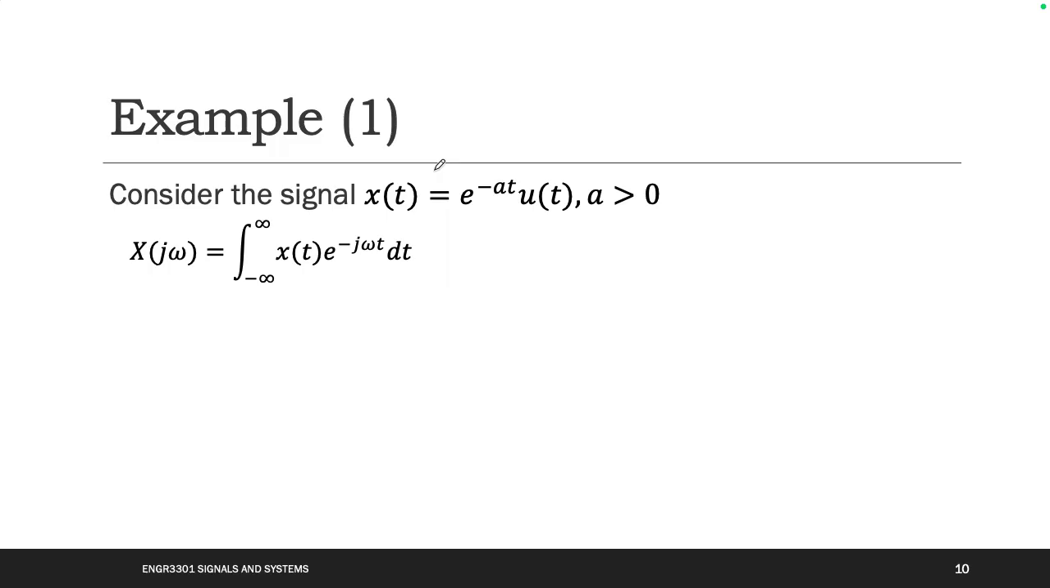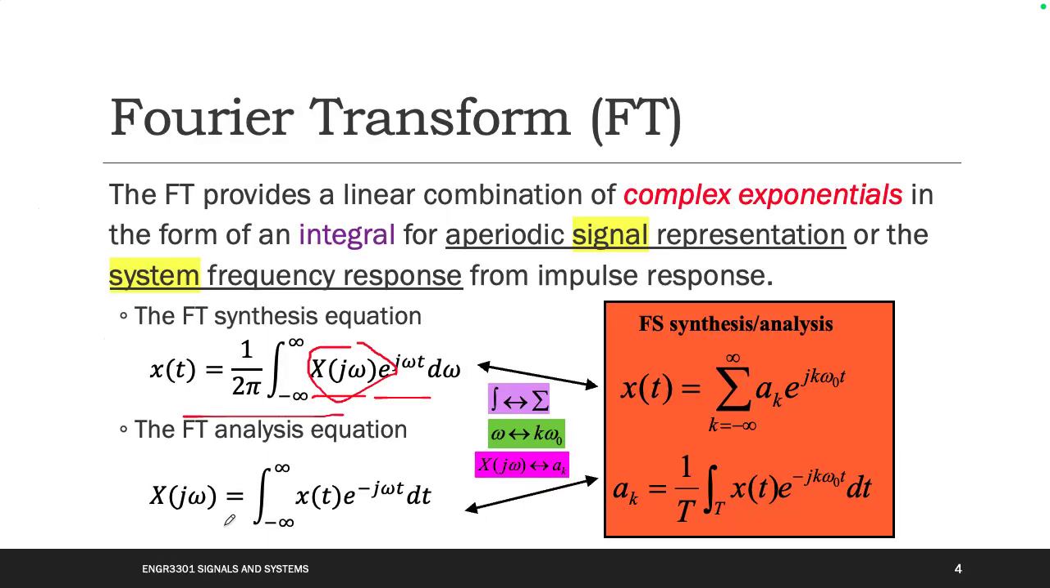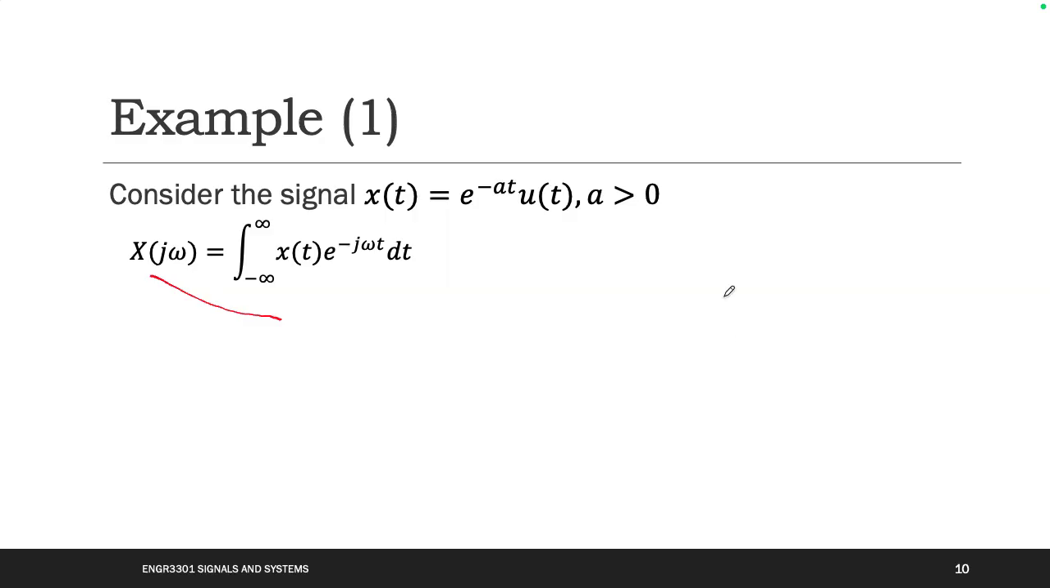Let's review some examples. This one is just what we talked about here. This is just the FT analysis equation. You just calculate the FT coefficient using this equation, put x(t) here, and you will get this one. Does that make sense? And what's the next step?